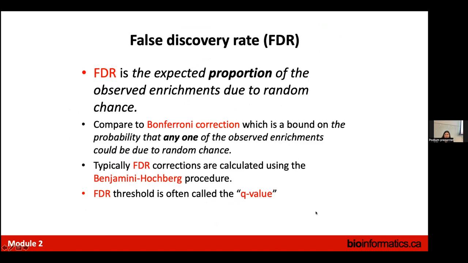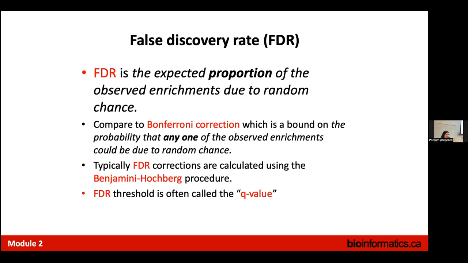Bonferroni is very stringent. So it's a good correction, but it could be that when you apply it, none of the pathways pass the significance threshold. So there is another method that is widely used, called the false discovery rate. The false discovery rate is the expected proportion of the observed enrichment due to random chance only.